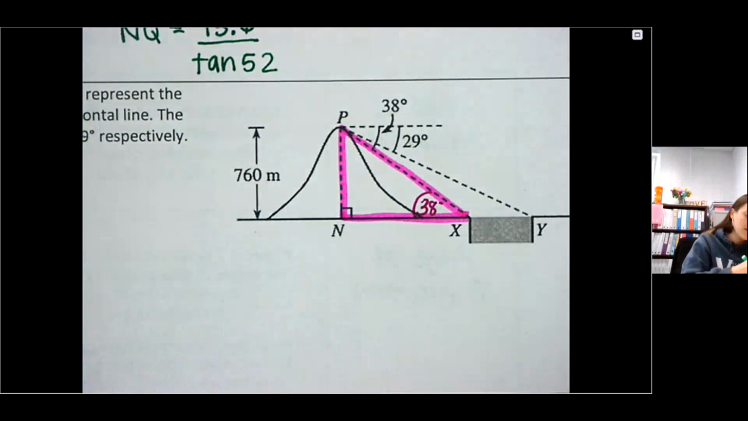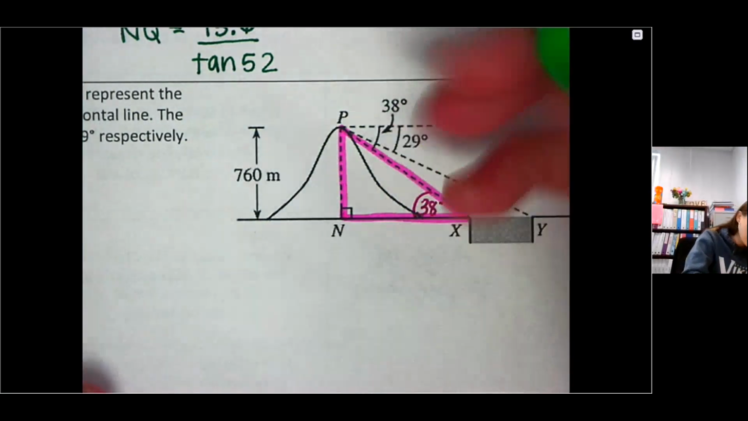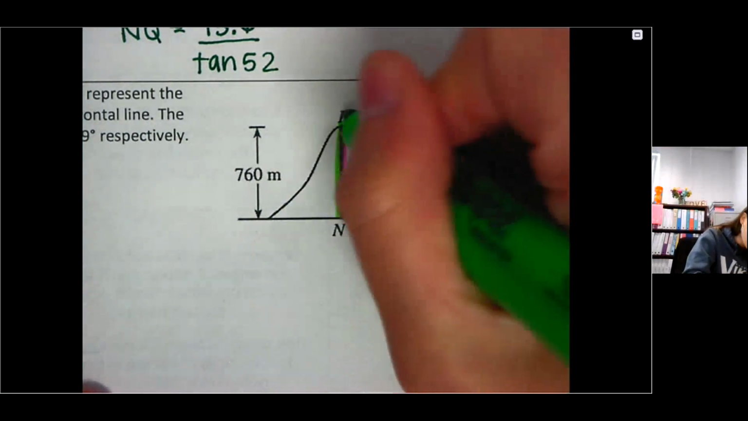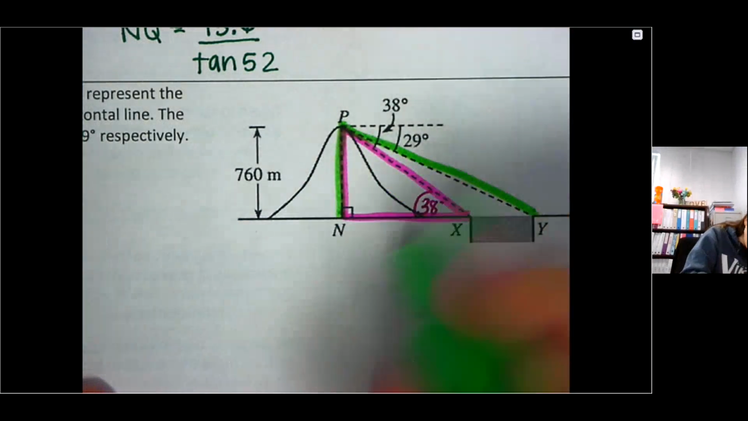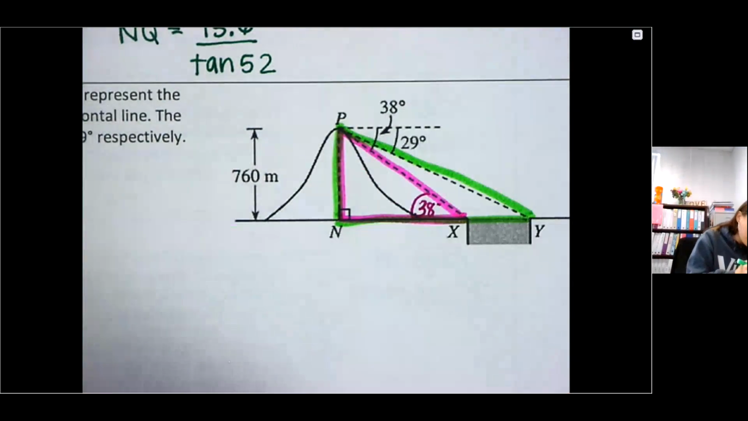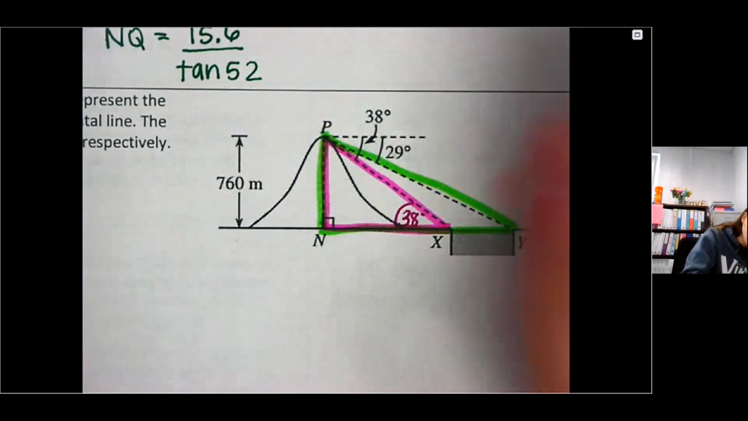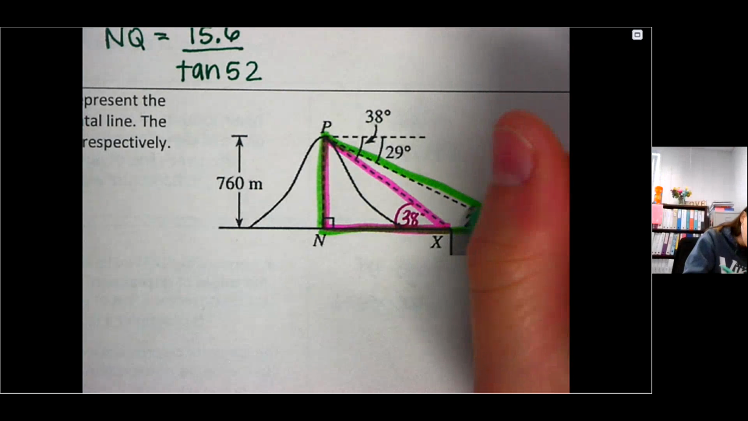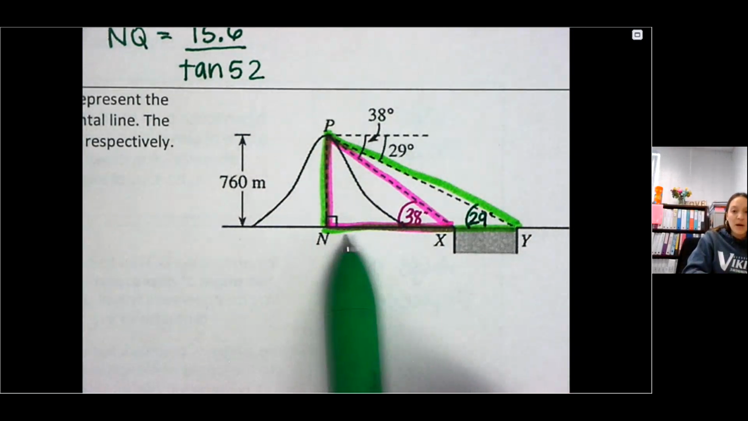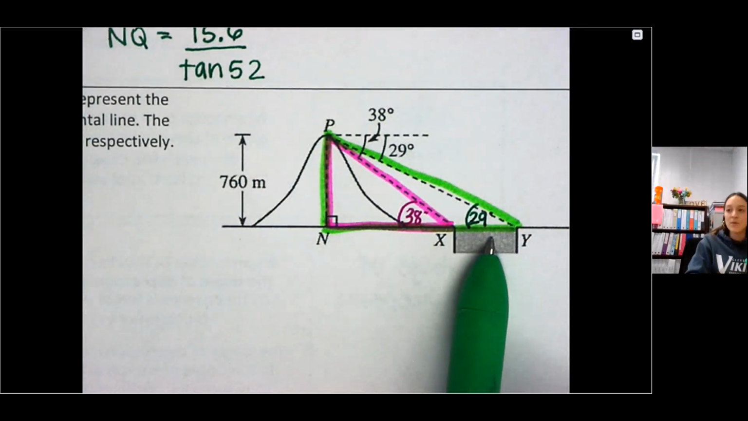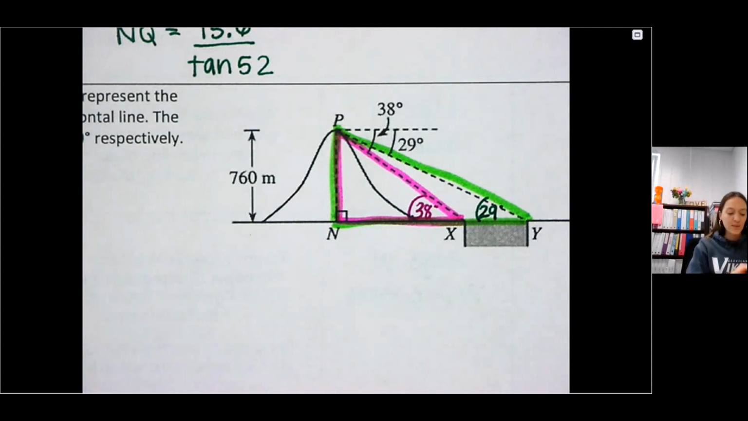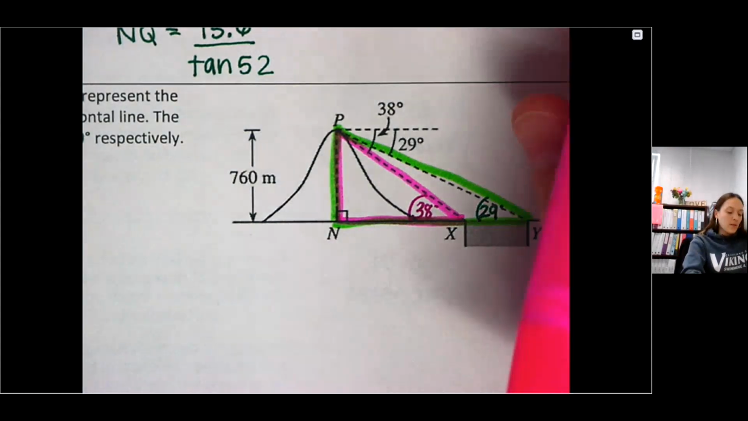And then I'm going to do the same for my large triangle, my green one, which notice is kind of overlapping. And that angle of elevation is going to match with this one, which is 29 degrees. Okay, so we want to figure out these bottom lengths of them, and then we're going to subtract the two. We're going to take the bigger one and subtract the smaller one.